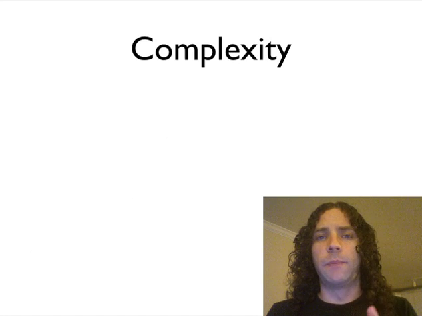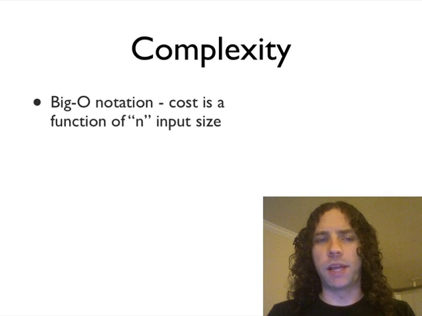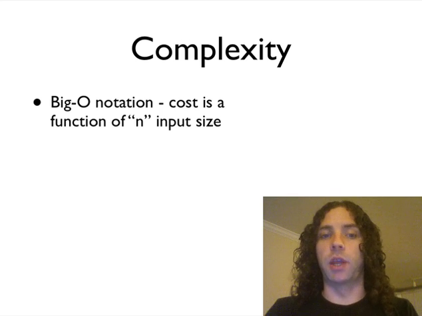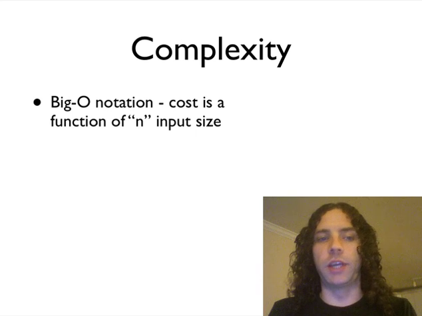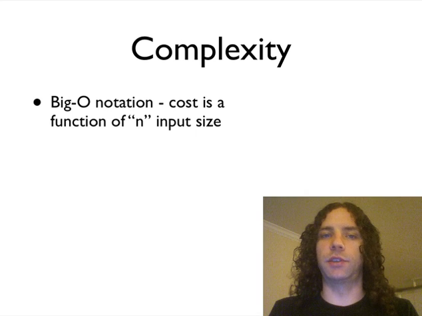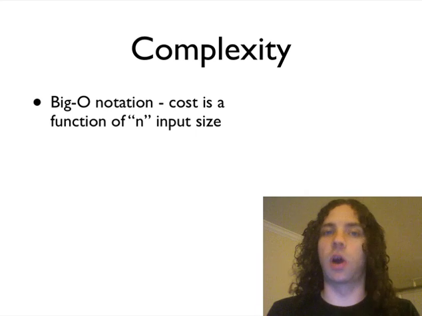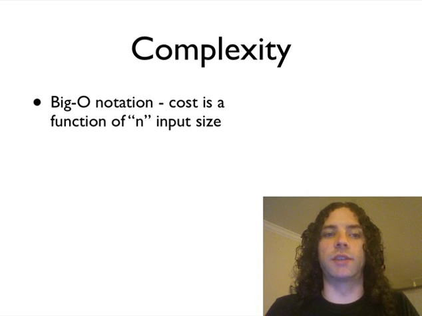So first of all, complexity. Now, complexity is the measurement of the cost of something as it grows, as input size grows infinitely, essentially. So we use big O notation. So the cost is a function of n, the input size. So for n elements in a list, you're going to have a certain cost that's expressed as what's called a big O.